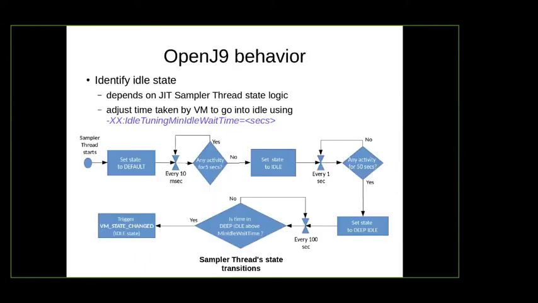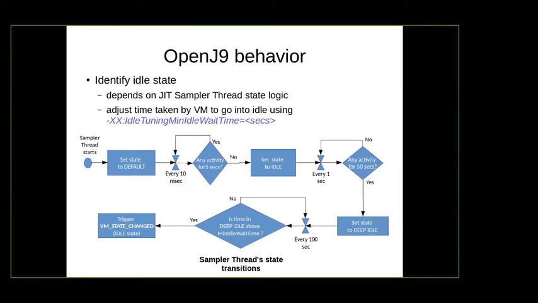Coming to the OpenJ9 implementation, there are two steps to idle tuning. The first is identifying the idle state of your application. OpenJ9 already had a notion of idle state, thanks to the JIT sampler thread. The sampler thread is a native thread which samples the JVM at a predetermined frequency. It collects some statistics related to CPU consumption, memory, class loading state, JIT state. Along with that, it also determines whether there are any active threads or not.